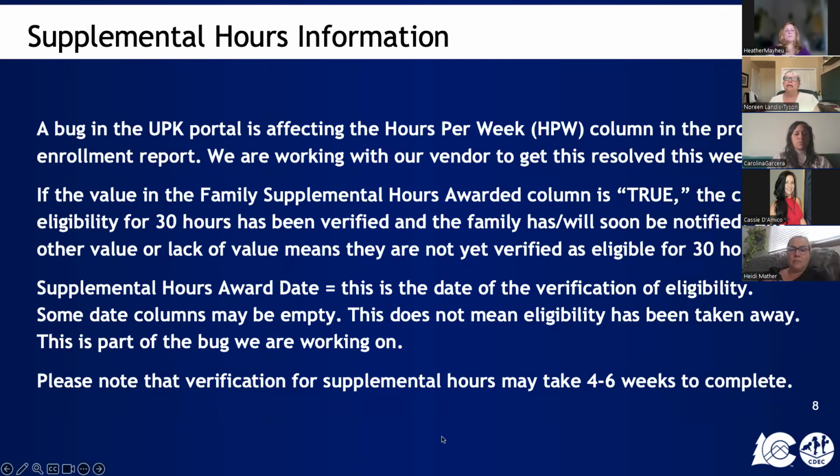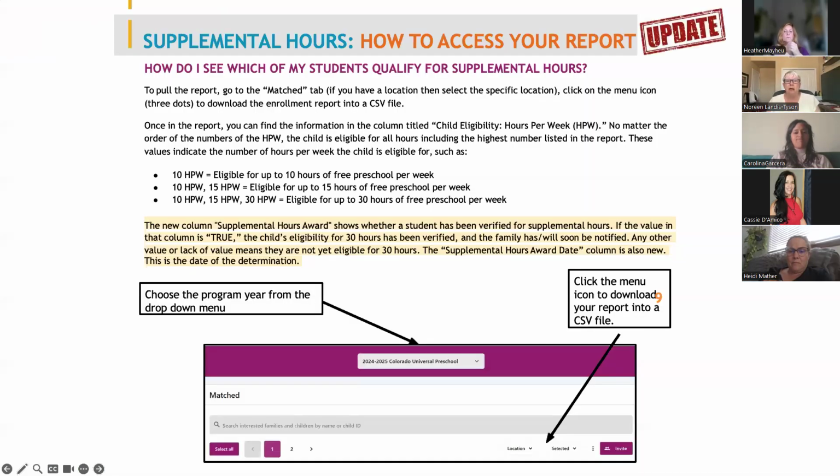Supplemental hours award date, that's the date of the verification of eligibility. Some date columns may be empty. This does not mean eligibility has been taken away. This is part of the bug. And please note that verification for supplemental hours may take 4 to 6 weeks to complete based upon the time that the family actually submitted their application. So in the provider handbook, there is a page there that shows you how to download your report.